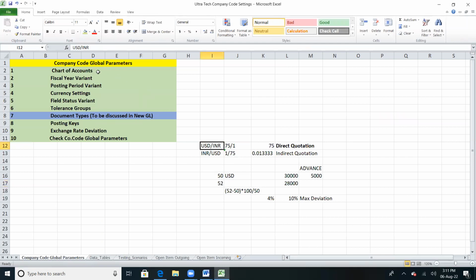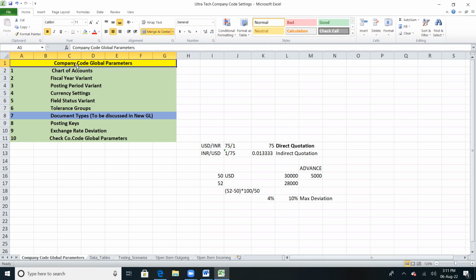Just write this down. These are the steps we need to do after completion of definitions and after completion of assignment. We need to do the configuration of the company code global parameters. Most of the interview questions you are going to face can be expected from company code global parameters only. Clear? This is the most important topic. Everything is important, but from an interview point of view, whenever they want to ask basic questions, most of them are covered from these particular steps.